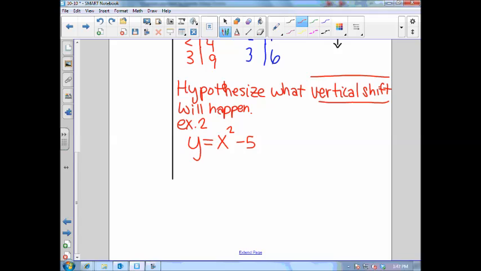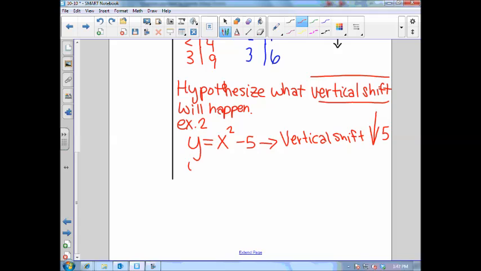I predict that the vertex will go down 5 and the whole graph down with it. Yeah, so let's call the vertical shift down 5. Because of the minus 5, that's going to be a vertical shift down 5. Didn't mean the arrow to be so large, but down 5. Because of the minus 5. So we don't even have to graph it to know what's going to happen.